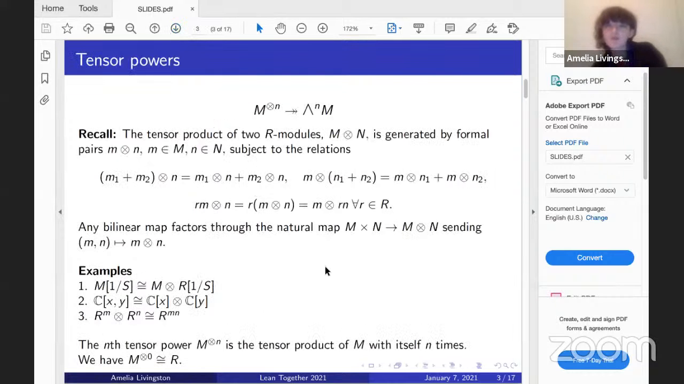So the modules in a Koszul complex look like the thing on the right. And the thing on the right is a quotient of the thing on the left, which is called the tensor power. So we should formalize that first.